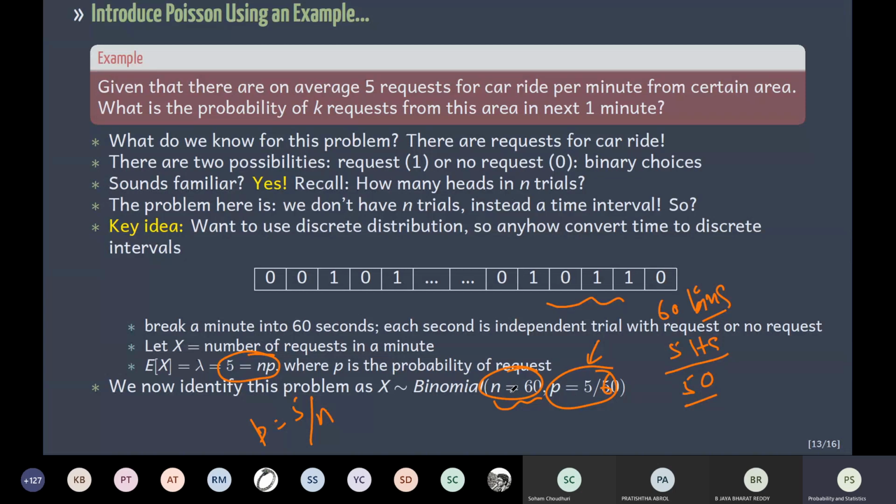So this is the binomial, right? So do we relate this now? Okay, so we have 60 bins, and then we have p, which is 5 over 60, which is calculated from here.